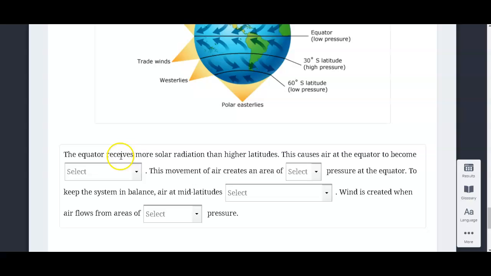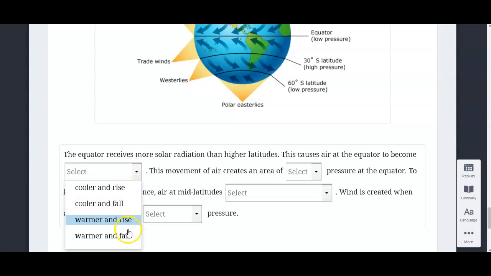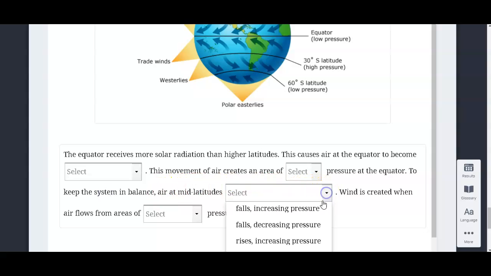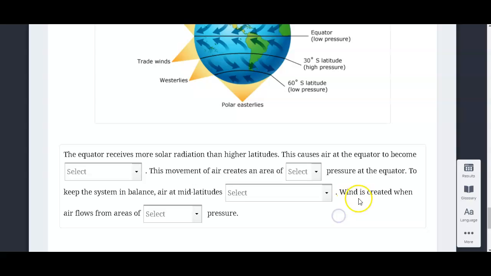So for example, it says the equator receives more solar radiation than higher latitudes. All right, we learned that the equator gets more sunlight than the higher latitudes. This causes air at the equator to become, and then you would select which one you think is right. Cooler, cooler rising, cooler falling, warmer rising, warmer falling. This movement of air creates an area of, you'll select one, low or high pressure at the equator. To keep the system in balance, air at mid-latitudes, and then you're going to pick one of these. Wind is created when airflow from, and then you're going to pick one to one.